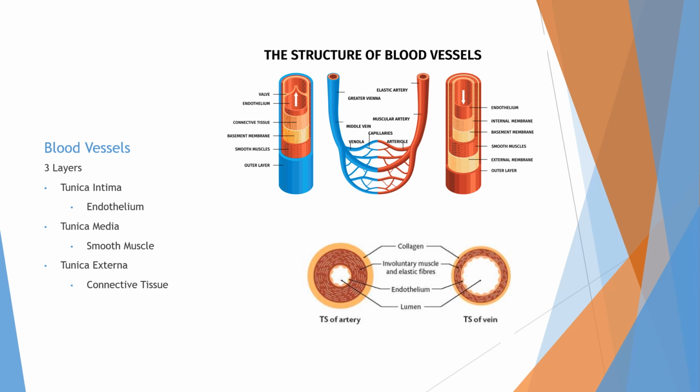Our blood vessels each have 3 layers. Our intima, which is our endothelial layer on the inside of both veins and arteries. Veins also have valves within the intima. The tunica media is our smooth muscle, which we can see is much bigger in an artery than a vein. And that's because our arteries have to be able to constrict and dilate, so they need more muscle. And then our tunica externa is just that outer layer.